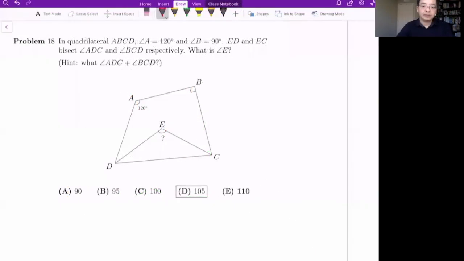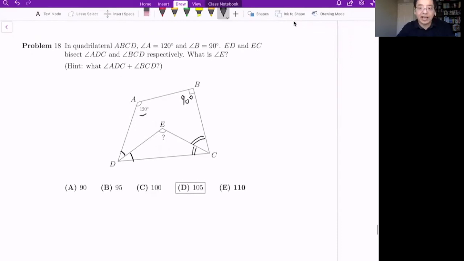Okay, all right. Now let's look at number 18. Here we have quadrilateral ABCD. We know one angle is 120, and this one is 90 degrees. ED bisects angle D, and EC bisects angle BCD, right? Then we need to figure out the angle of E. Before we solve this one, let's recall some basic facts about angles of a polygon.